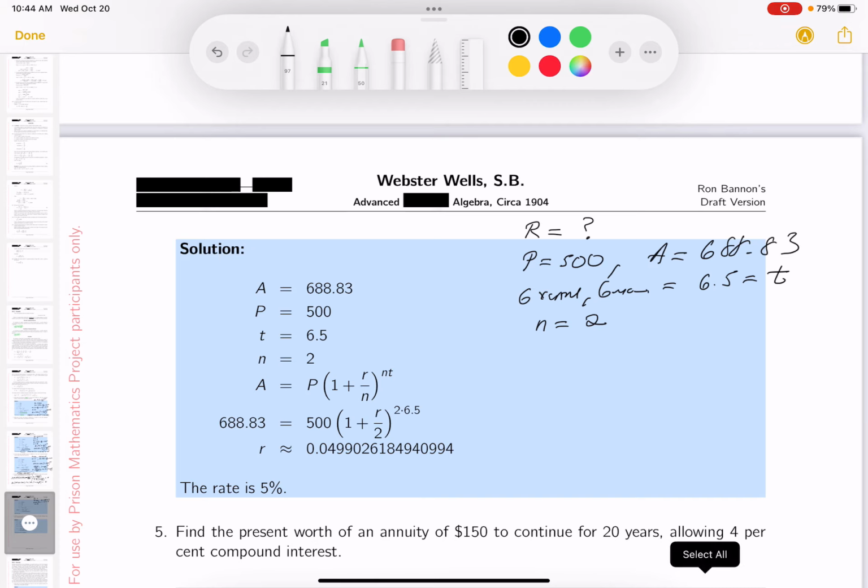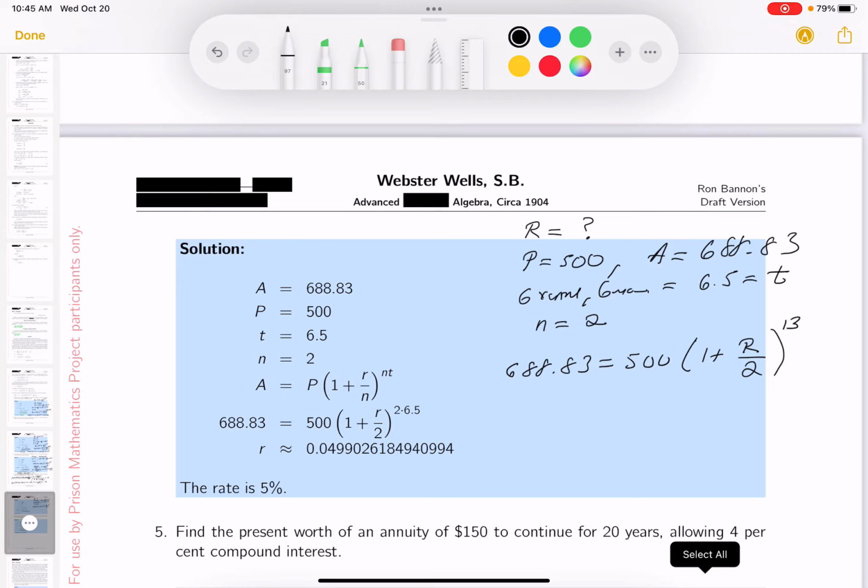All right? So I'll write this over here. So you get 688.83 equals, let's see, principal is 500, right? 1 plus r, n is 2. And what's that exponent going to be? 6.5 times 2, right? Well, that's going to be 13, isn't it?